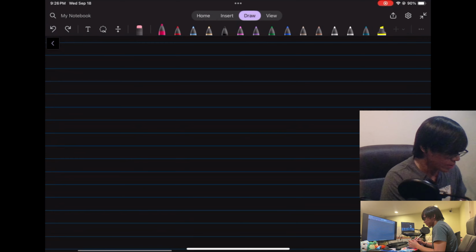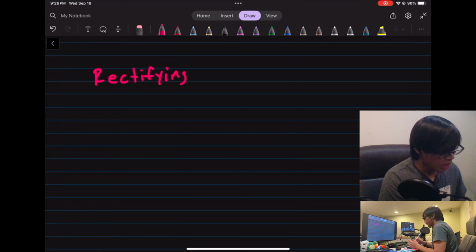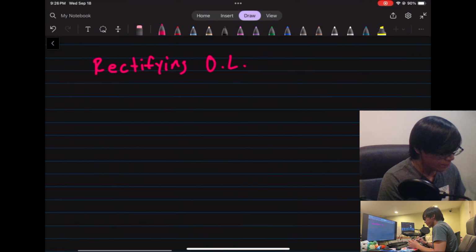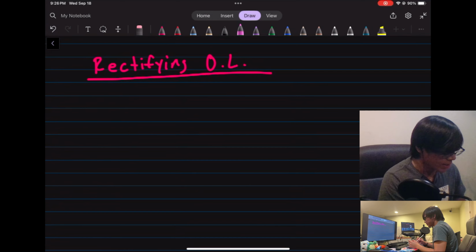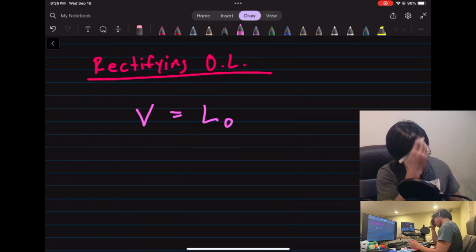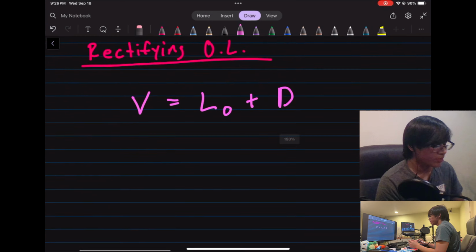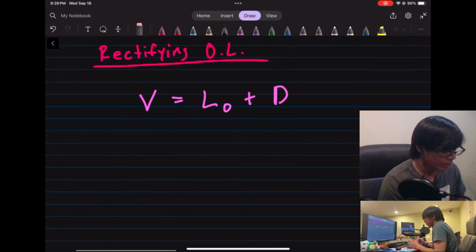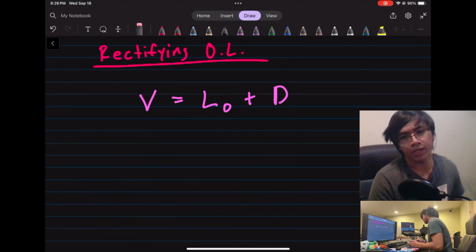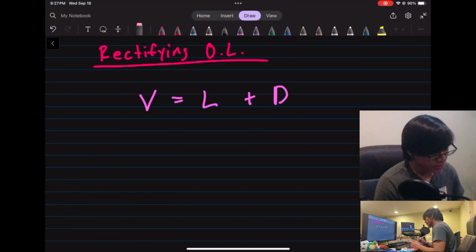All right, just to label everything, rectifying operating line, I like to abbreviate OL. So what did I say? I said the vapor molar flow rate must be equal to the liquid flow rate and the distillate flow rate. What goes in must come out. In equals out. And I can actually get rid of this notation.